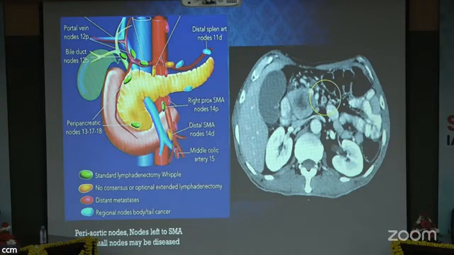Again, just a few words about lymph nodes. So any lymph nodes which are around the aorta or left to the superior mesenteric artery are generally considered as distant metastasis. Like in this case, this node is on the left side of the superior mesenteric artery. So I think you people must be knowing better how to deal with these nodes, but these are the nodes which in literature have been described to be distant metastasis, while other nodes like periportal nodes and peripancreatic nodes, they are taken care of.